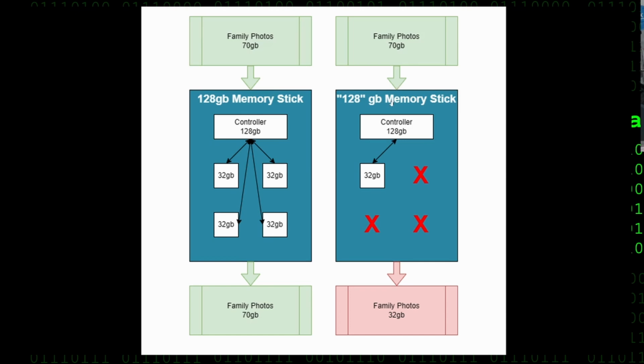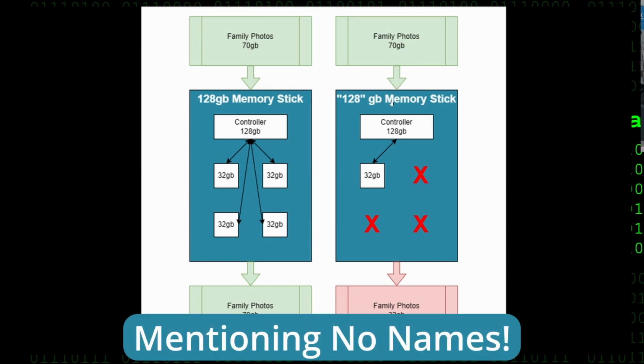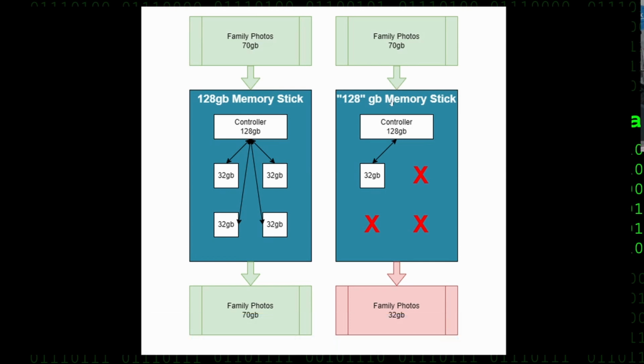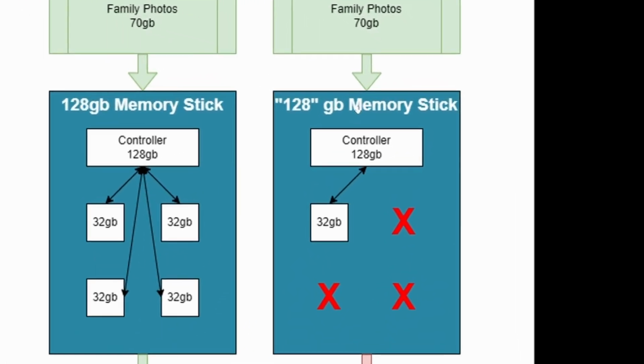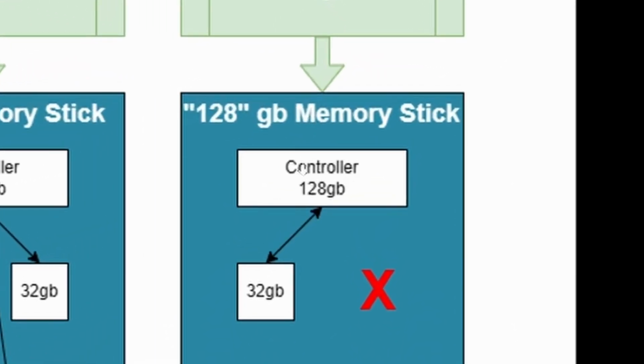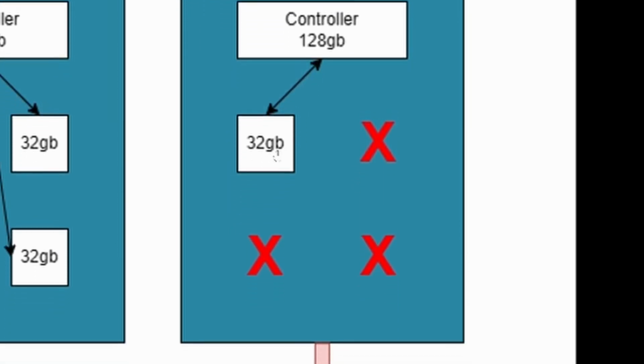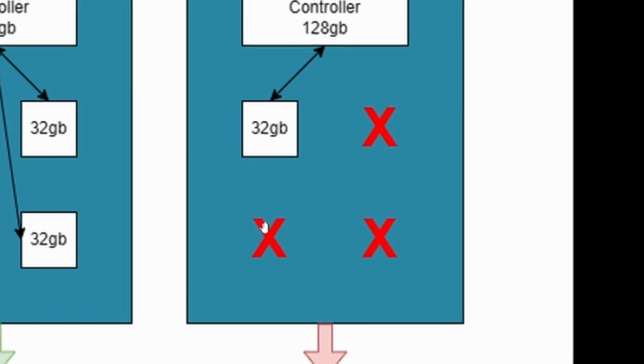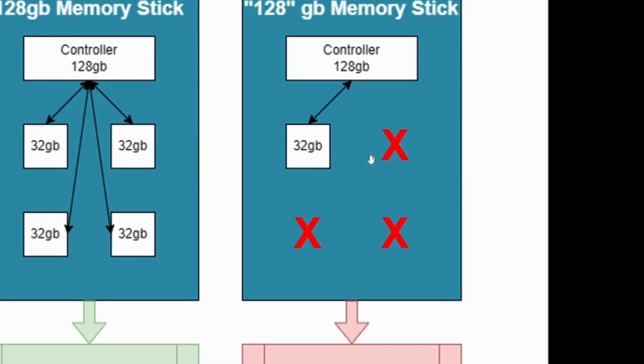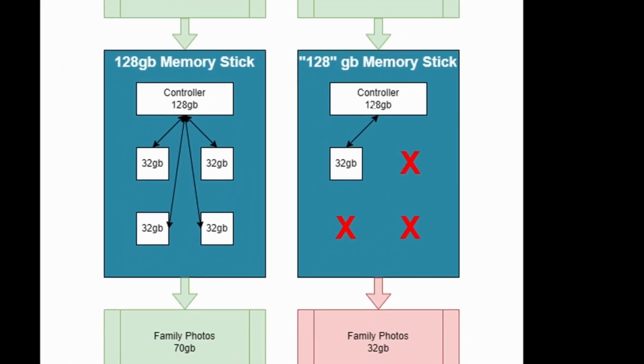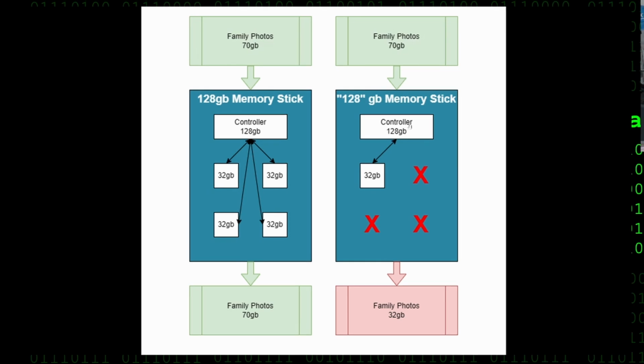The memory stick you bought from an online retailer says it's 128 gig. The controller that's been put onto the memory card says it's 128 gig. But it's actually only got 1 of these memory chips on it. The other 3 just haven't been put on the board. So as far as the controller's concerned, it's been told it's got 128 gig. As far as the label's concerned, it says it's got 128 gig.